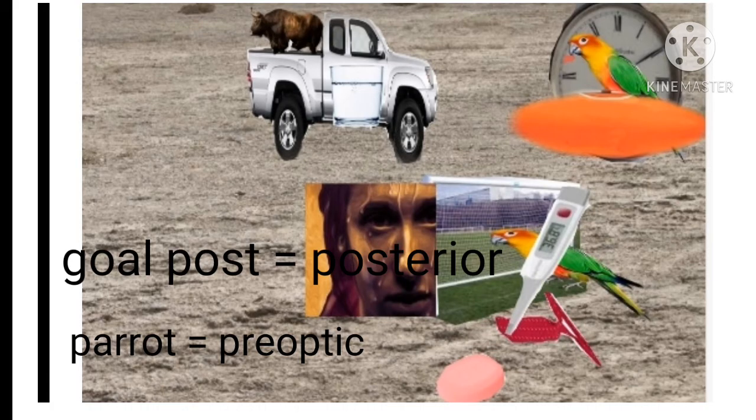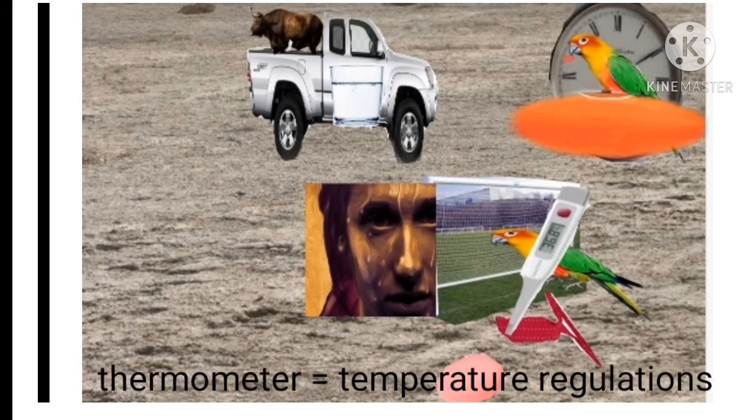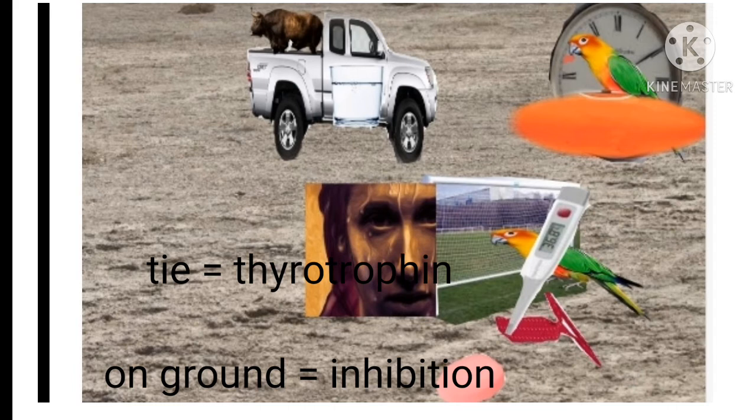Parrot on goalpost is for posterior preoptic nucleus. See thermometer, it is for temperature regulation. Tie is on the ground, which helps me remember thyrotropin inhibition. Tie for thyrotropin and on ground for inhibition.